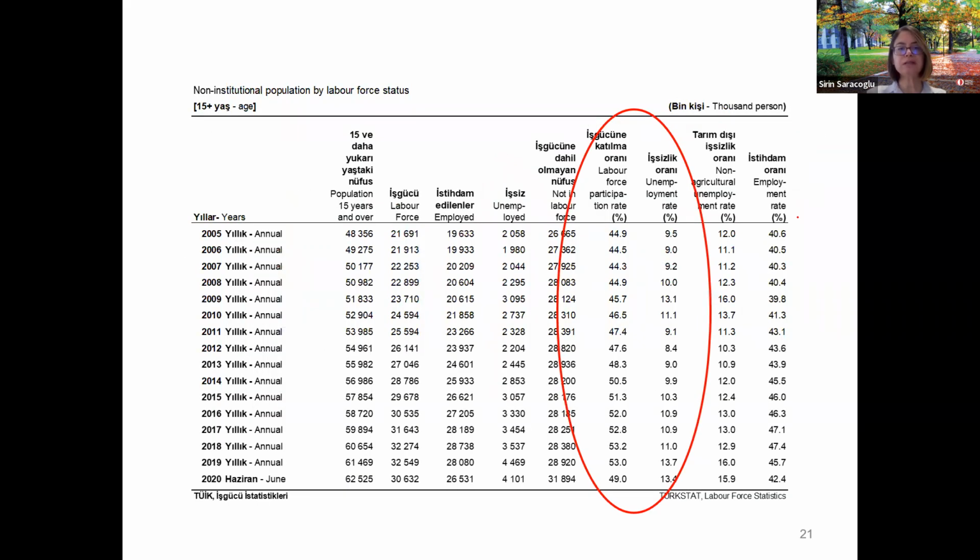Here we see the data from Turkish economy. As you see, the labor force participation rate in Turkey is about 50%, while the unemployment rate in June 2020, last year, was 13%.